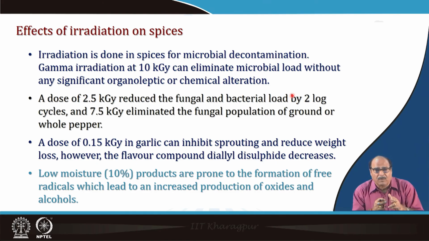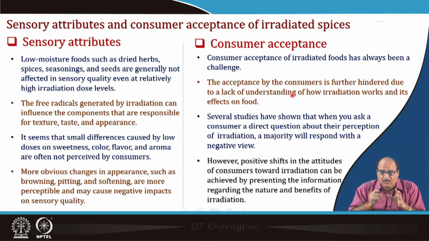A dose of 0.15 kGy in garlic can inhibit sprouting and reduce weight loss. However, the flavor compound diallyl disulfide decreases. Low moisture products, 10%, are prone to the formation of free radicals, which lead to the increased production of oxides and sometimes even alcohols. So, this affects the sensory attributes of spices. Low moisture foods such as dried herbs, spices, seasonings, seeds are generally not affected in their sensory qualities even at relatively higher dose levels.